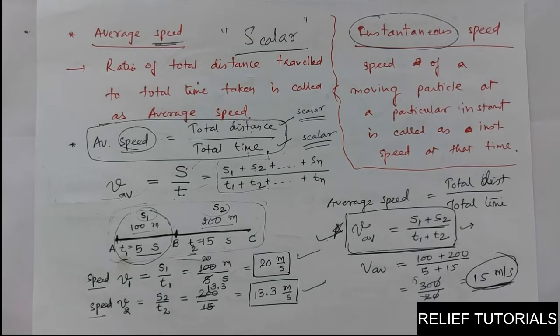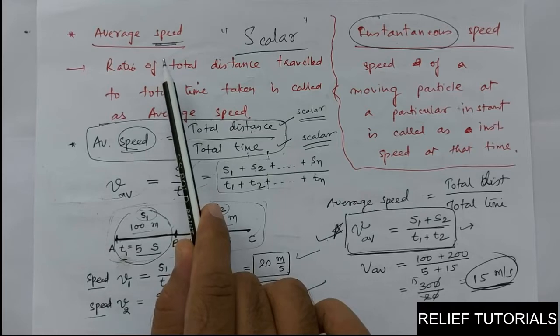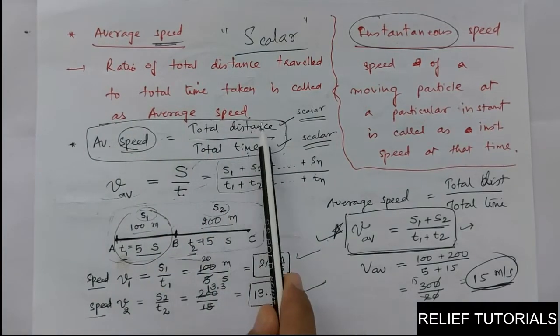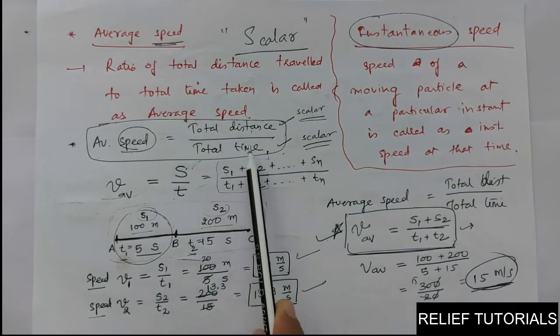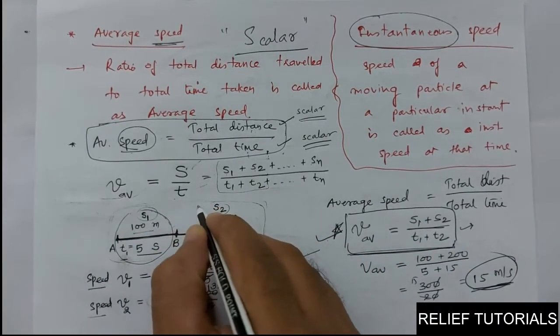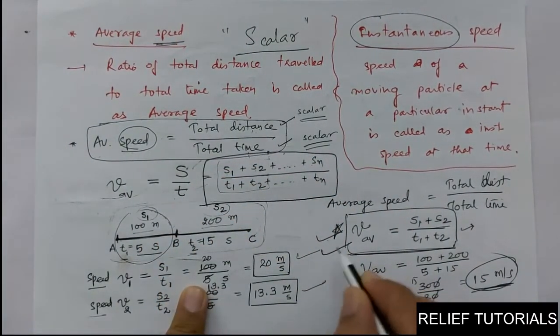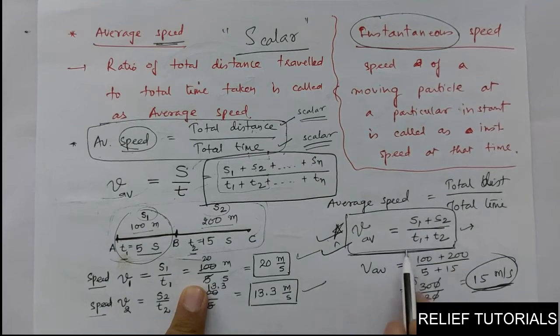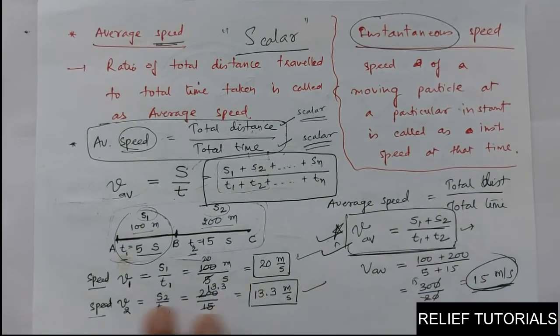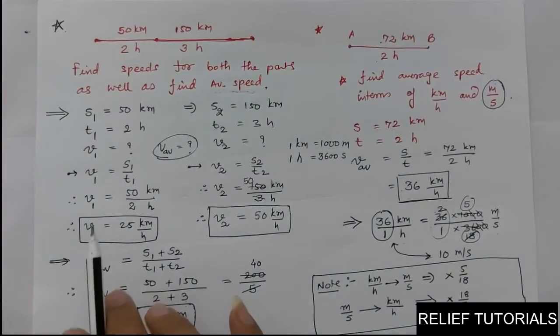In the previous lecture we have discussed speed and types of speed. Average speed is the most important term for us. Average speed means total distance travelled upon total time taken. The general formula for average speed is (S1 + S2) upon (T1 + T2). If we have only two parts of the journey, we have discussed this type of problems. This was the first problem we have seen.